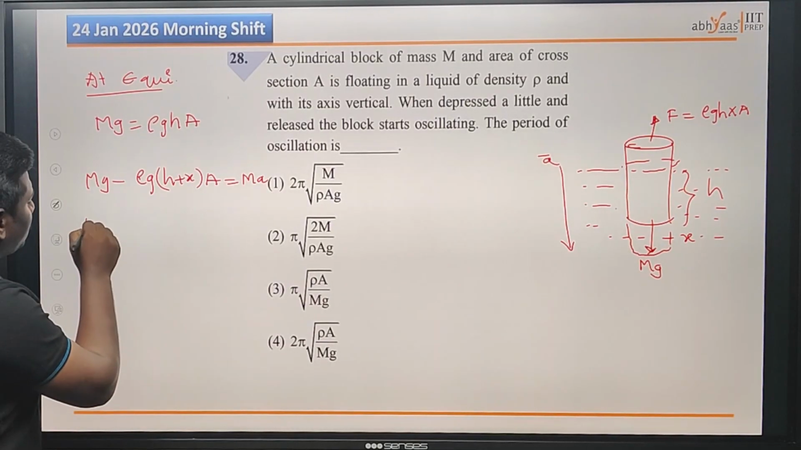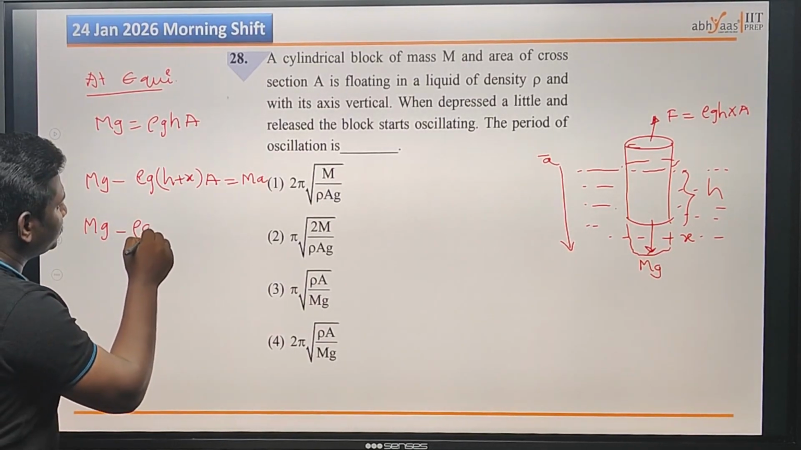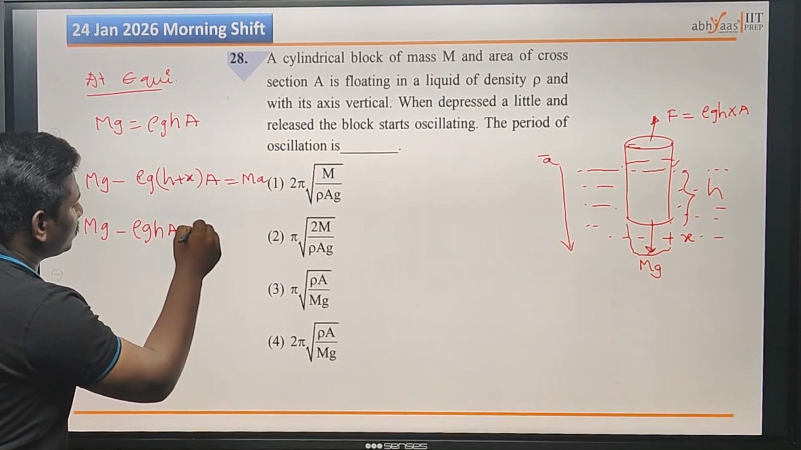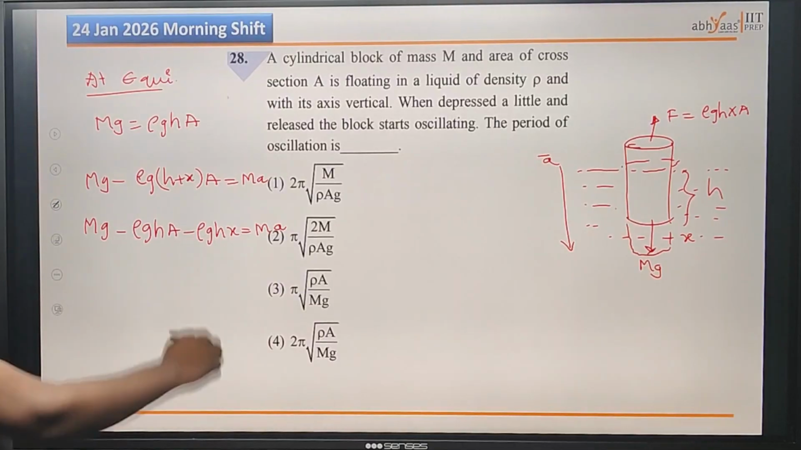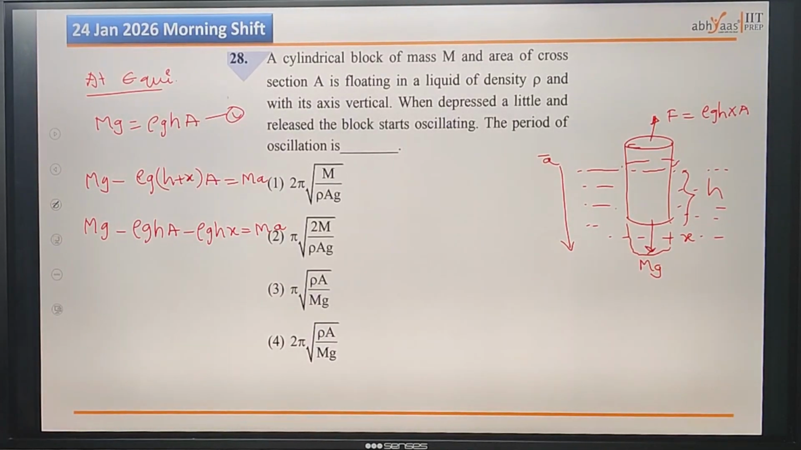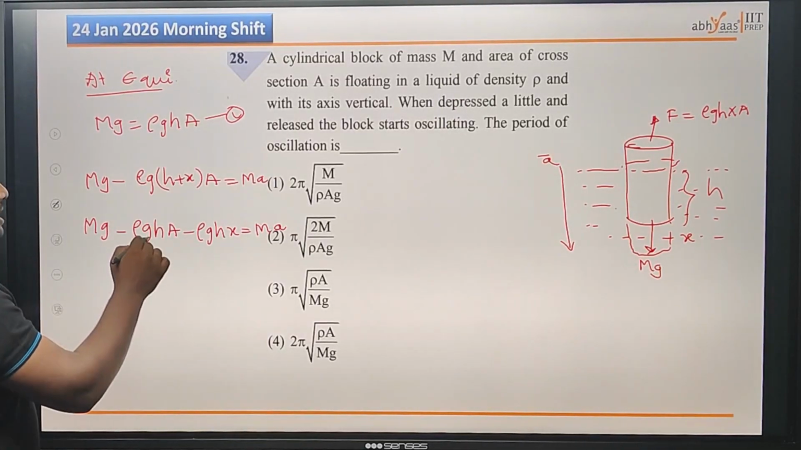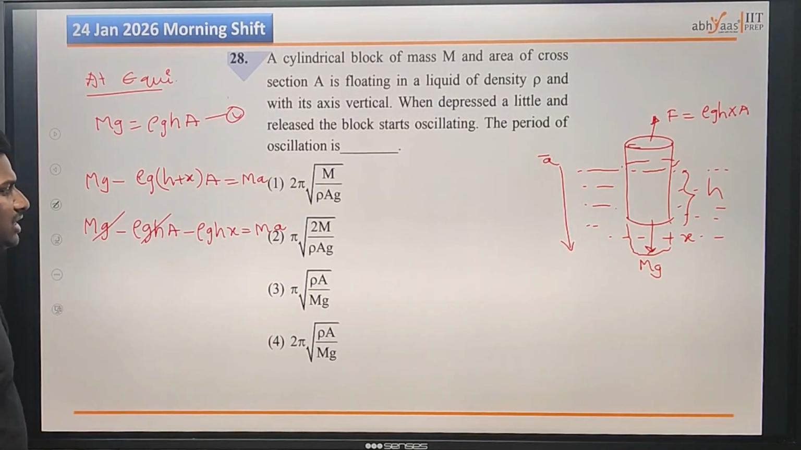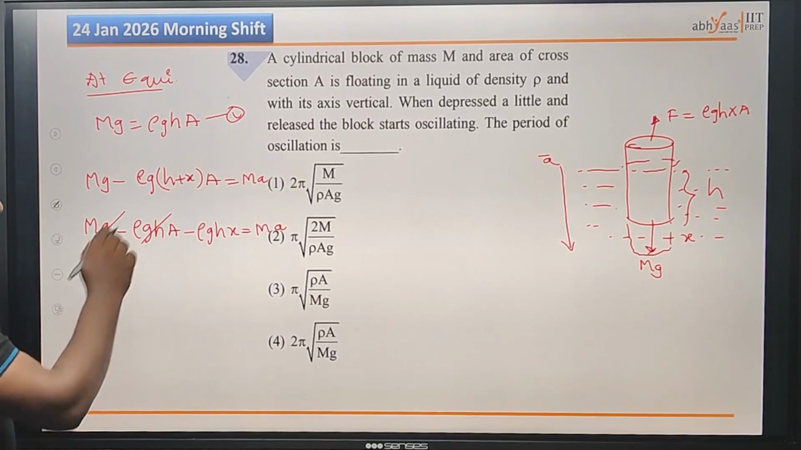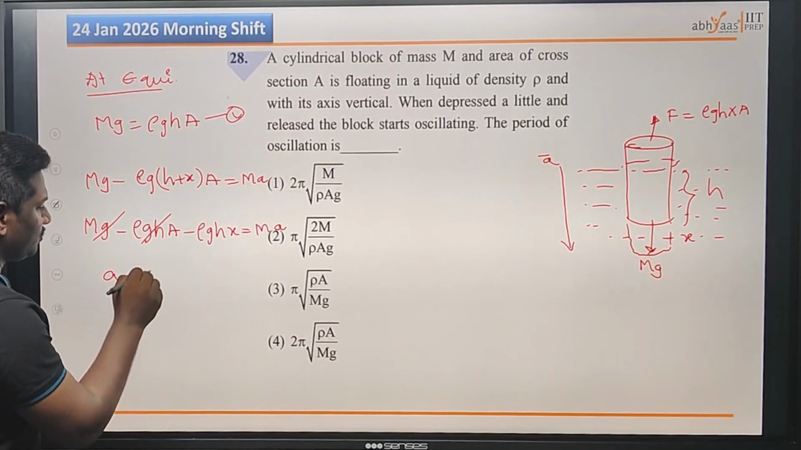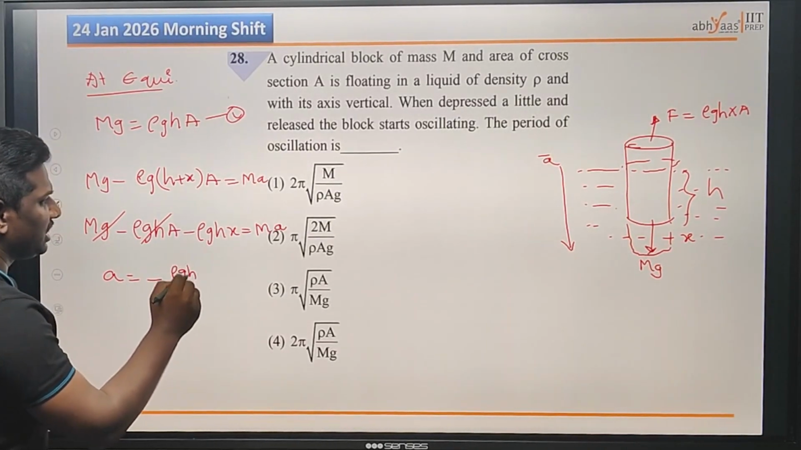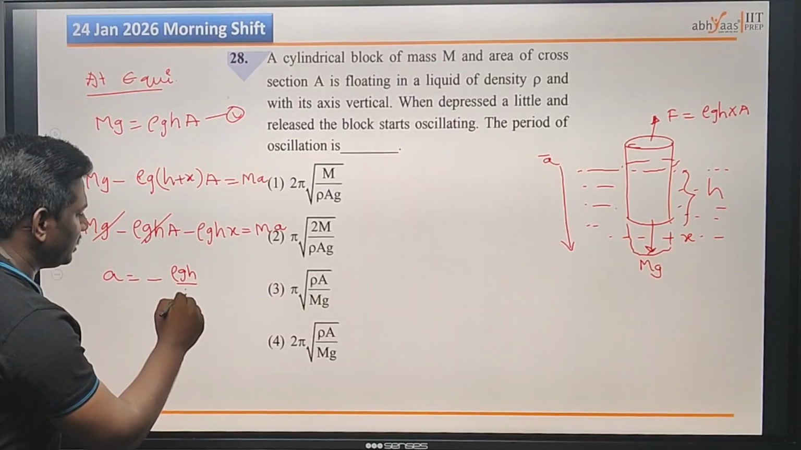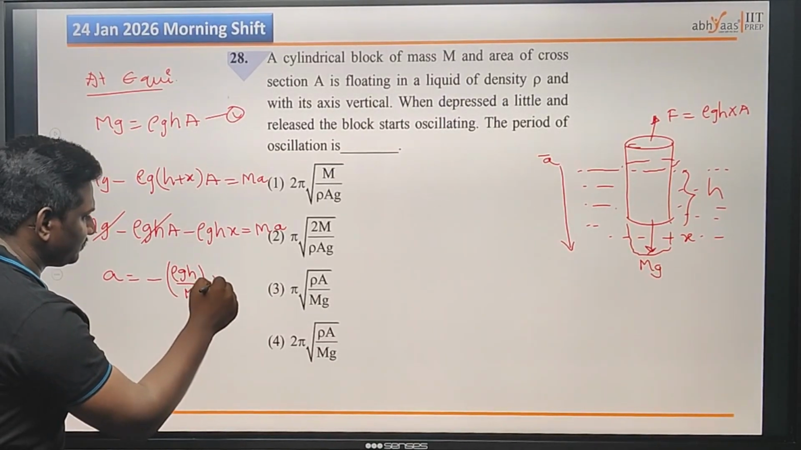See this one: mg minus rho g h A minus rho g h x is nothing but m a. If you see the first equation, equation number 1, mg equals rho g h. So mg and mg can be cancelled. From this, A equals minus rho g h by m into x.